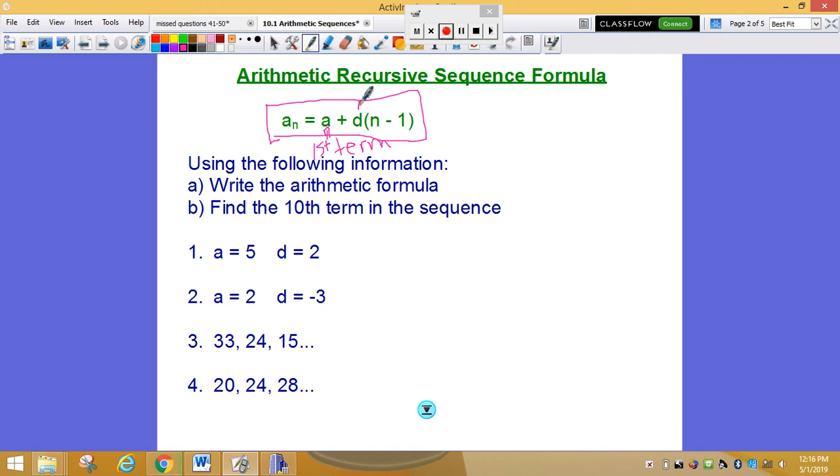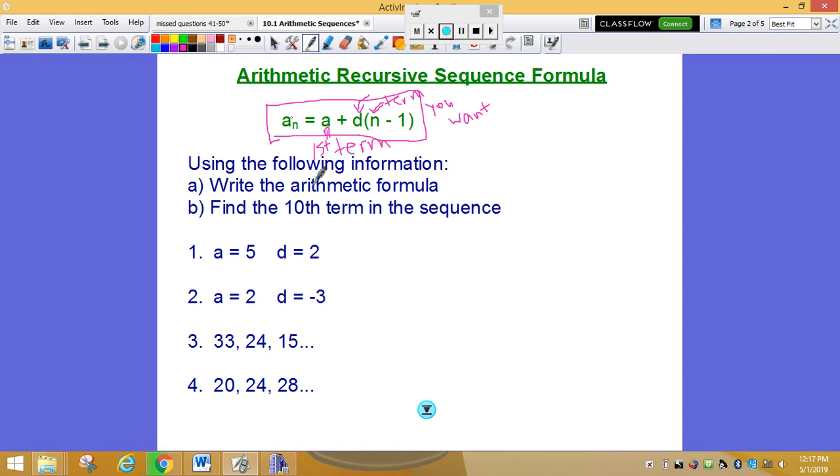D we've already covered. D is what we're changing by. And N is what numbered term you want. Let me just say it again to make sure you get it. A is your first term, the first number in the sequence. D is what we're changing by, and N is what term we're looking for.